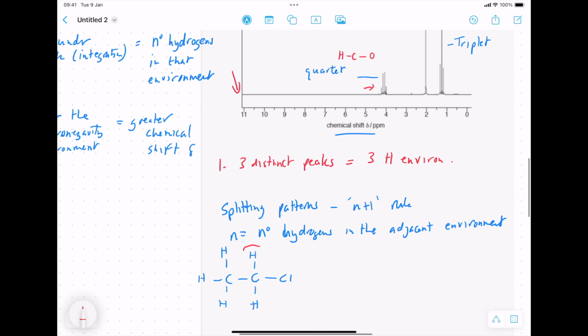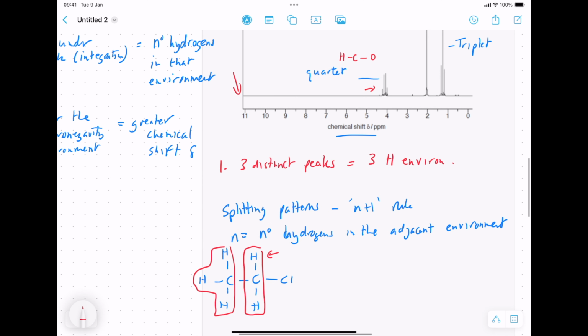So for example, there's one hydrogen environment, and there's a second hydrogen environment. Let's just say we were looking at this one. To work out the splitting for this one, we look at the carbon immediately next door, which is going to be this one, and we look at the number of hydrogens on it, and we can see there's 1, 2, 3. So N equals 3 for that environment. Therefore the split will be 3 plus 1 makes 4. So this particular one would be a quartet.